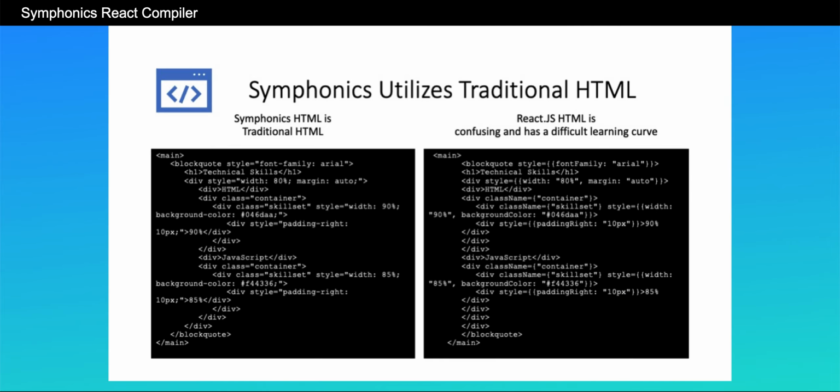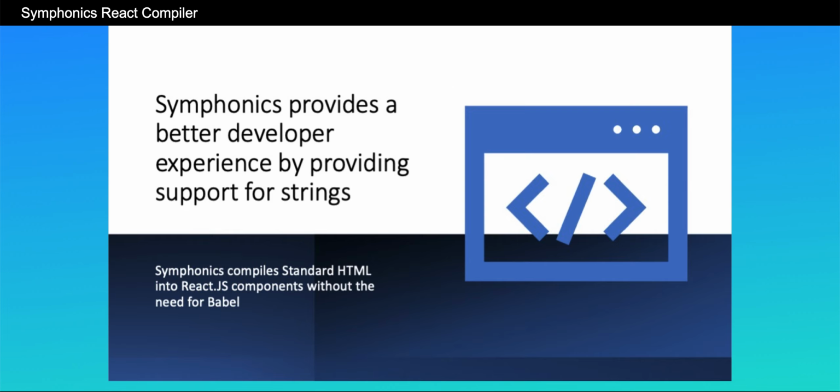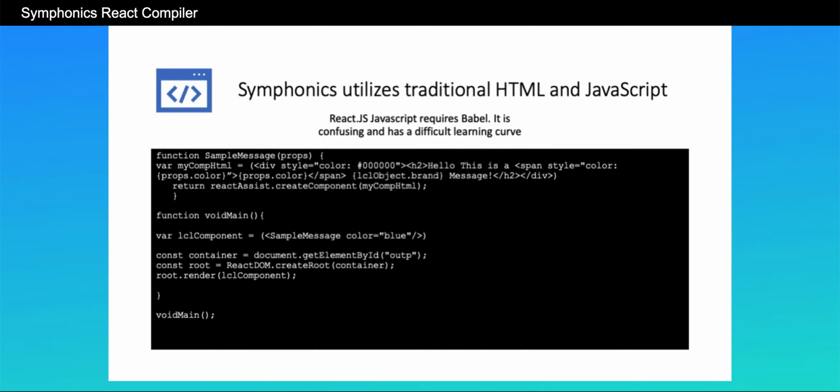You can see on the left-hand side, there is a traditional HTML component. On the right-hand side, there is a Babel HTML component. If you compare them, you can see that the right-hand side one is more complex. Symphonics doesn't require that level of complexity because it provides support for strings. Using a traditional Babel system, you wouldn't use the strings, you'd use just the parentheses, as you can see here. It's a little bit shorter, but it's a little bit more complex.